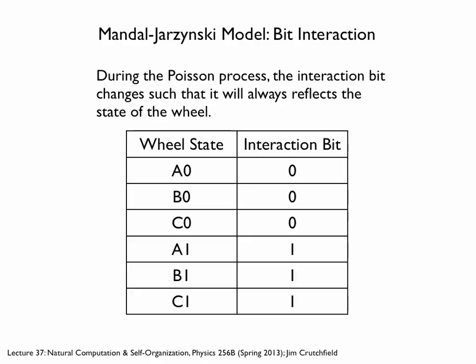So the wheel state and the interaction bit always reflect each other. So if the wheel state is 0, then the interaction bit is also 0. Similarly, if the wheel state is 1, the interaction bit is 1.